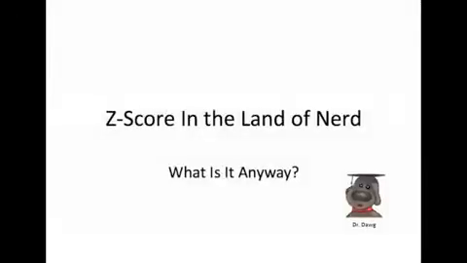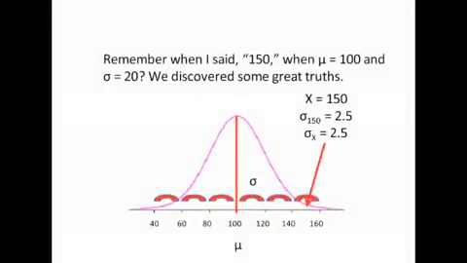Welcome to this lesson about z-scores, which is entitled Z-Score in the Land of Nerd. What is it anyway? Brought to you by Dr. Dog. Do you remember the previous picture that we had when we walked up and said 150, and you understood that that raw data had to have some relevance to a mean and a standard deviation in order to have meaning? We took this raw data of 150 and drew a picture of the mean and the standard deviations of the distribution and found that this data point lay 2.5 standard deviations above the mean.